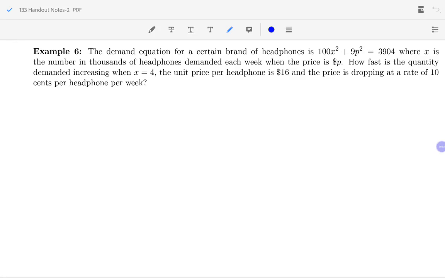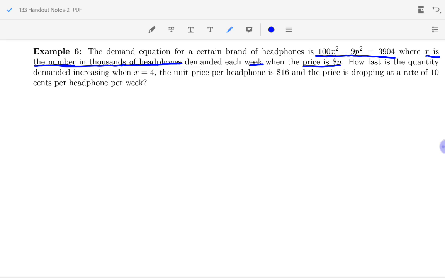The demand equation for a certain brand of headphones is 100x squared plus 9p squared equals 3,904. I already like this problem because we are given our equation. We don't have to remember the volume of a sphere or a cube or anything like that. It's given to us. Here's our equation that relates everything. We have where x is the number in thousands of headphones demanded each week, and p is the price.